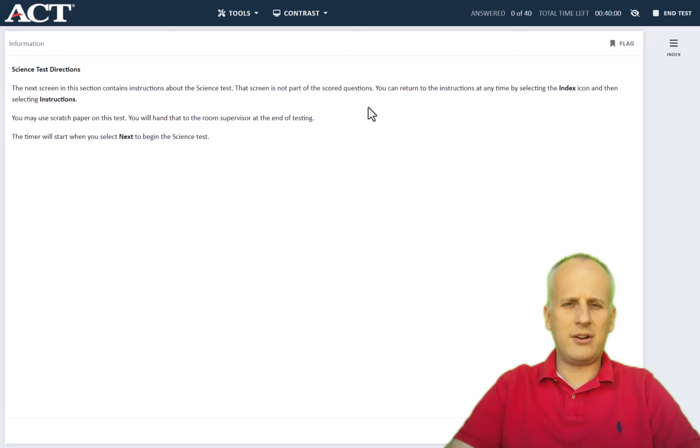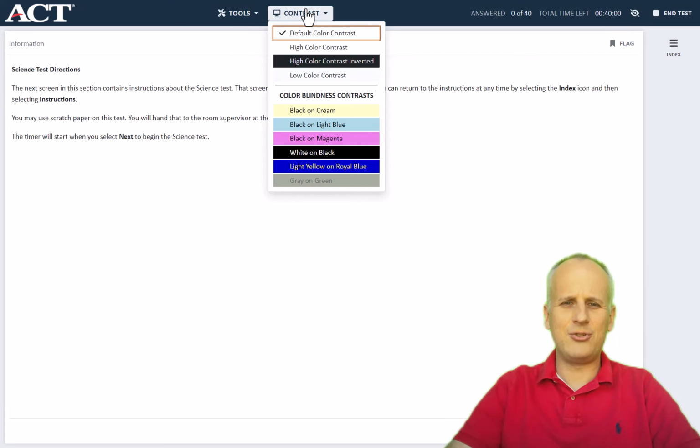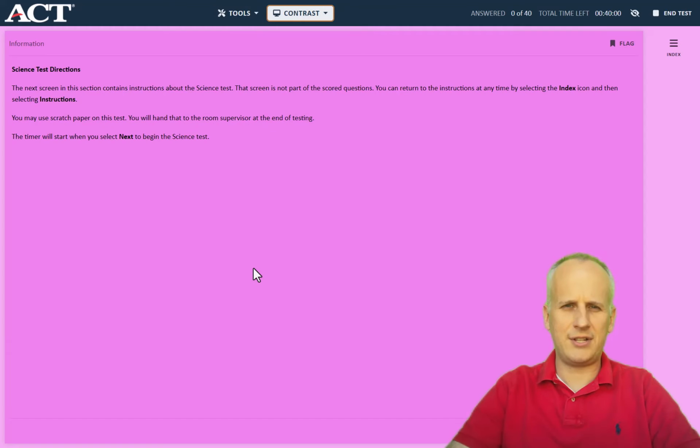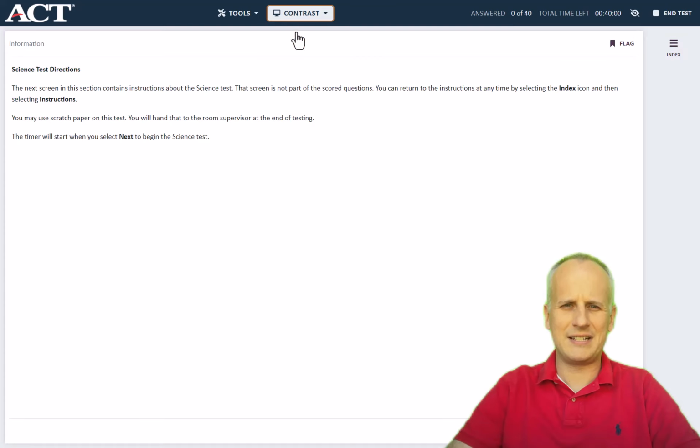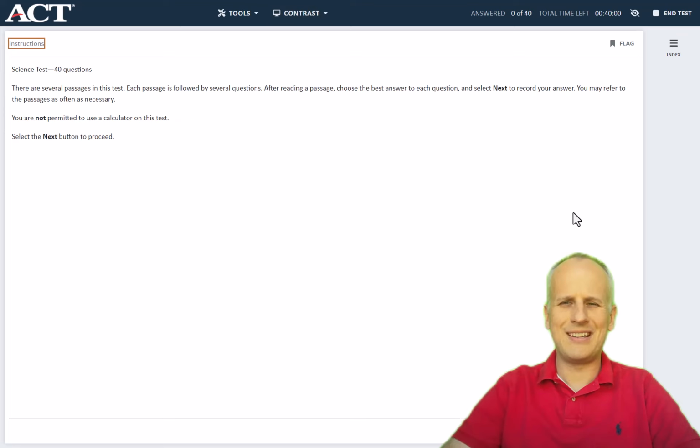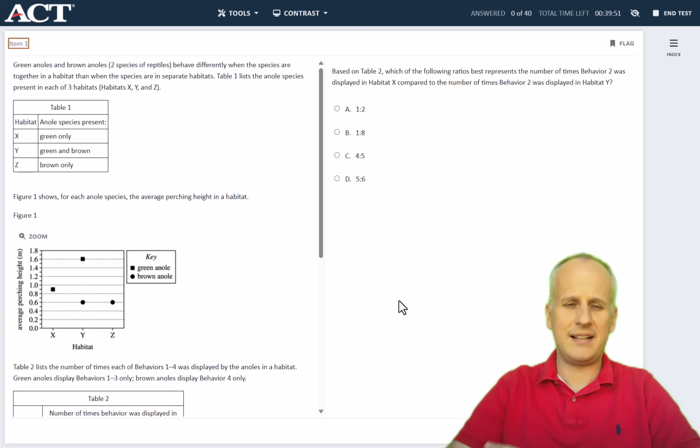Now, you can take all the time you want here on this introductory page. The timer will not begin. And you can come to contrast and you can actually change the color scheme here if you're so inclined. We're going to stick to the default color contrast. And only when you are ready, click next, because as soon as you do, the timer is going to begin. You can see it's counting down on this instruction page.